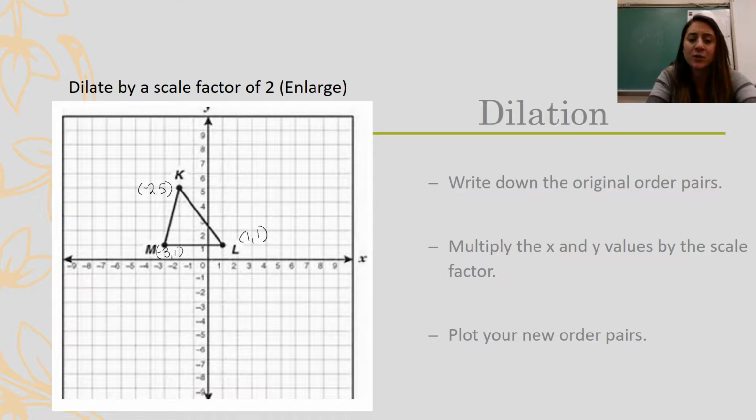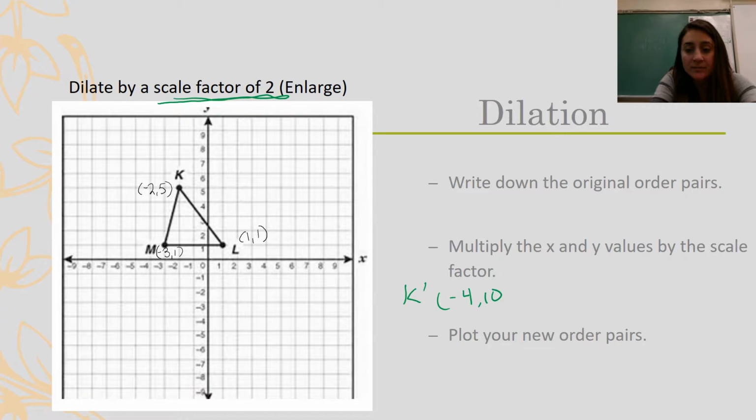So let's look at our first one. I can see that my scale factor is 2, which tells me that my shape is going to get larger. So as you can see, I already have the original ordered pairs written for us. So all I need to do is multiply our original ordered pairs. So for -2, 5, all I have to do is multiply the x and the y value by 2. So -2 times 2 for K prime is now going to be -4, 10.